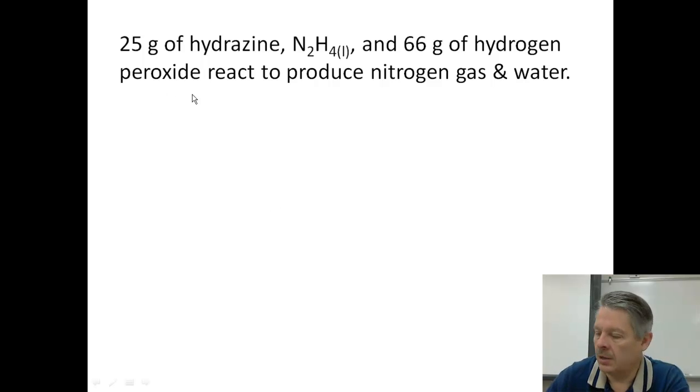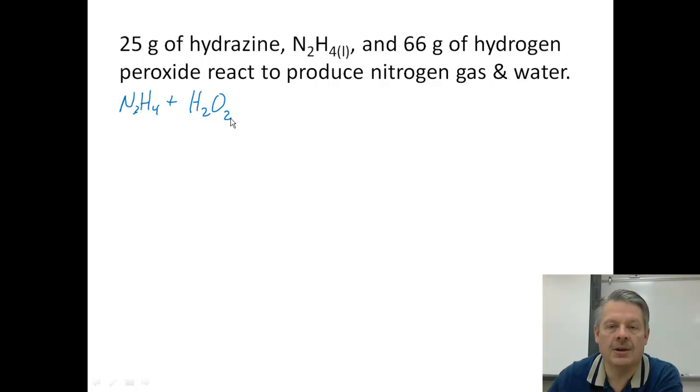So, let's see what we have here. We have hydrazine, which is N2H4, and we're adding to it hydrogen peroxide, and you should know that hydrogen peroxide is H2O2. You should be able to figure that out. And it's producing nitrogen gas, nitrogen's N2, and water, which is H2O.